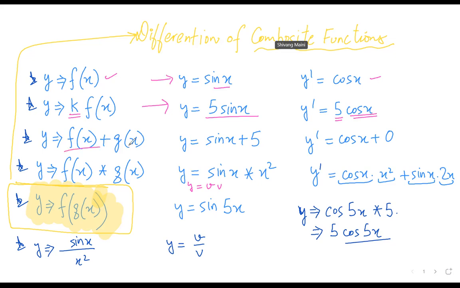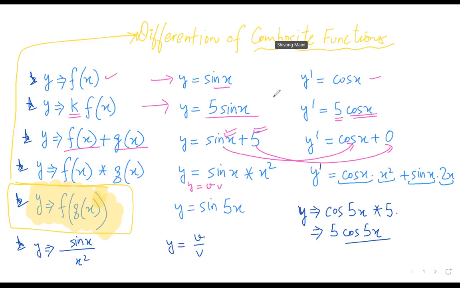If I have to take the differential of two functions which are added together, it is very simple. Take the differential of the first function, then take the differential of the second function. So differential of sin x is cos x, differential of 5 is 0. Are we clear till here? These are the kind of things that we have already done. Are we clear till here?